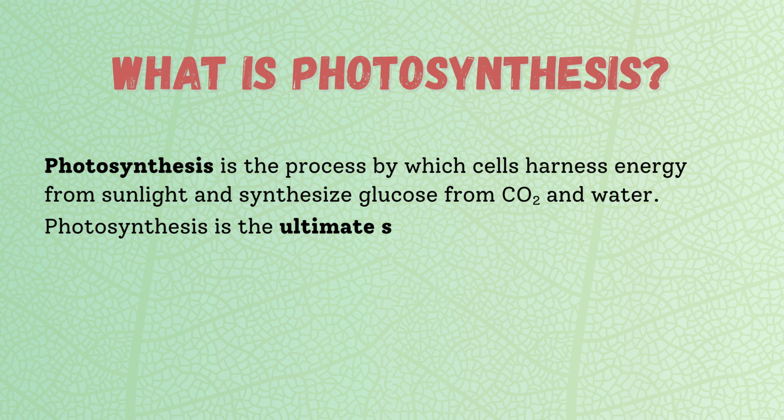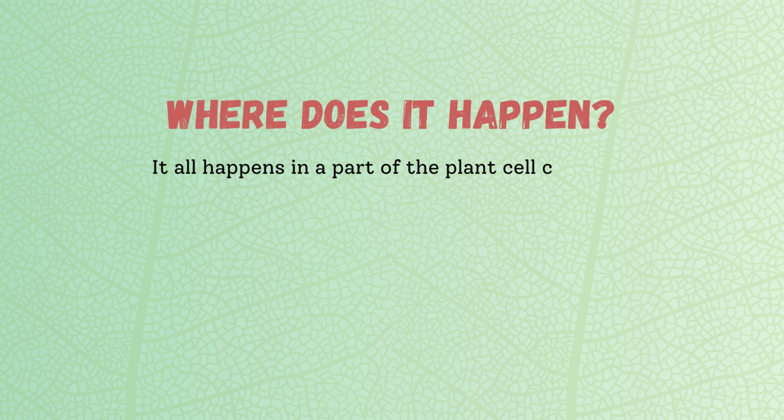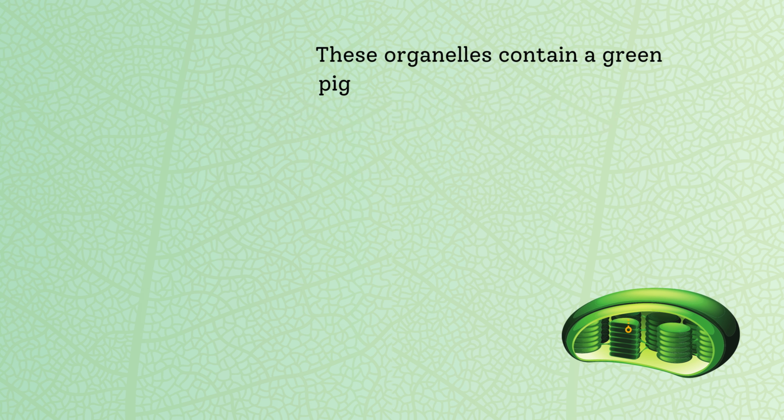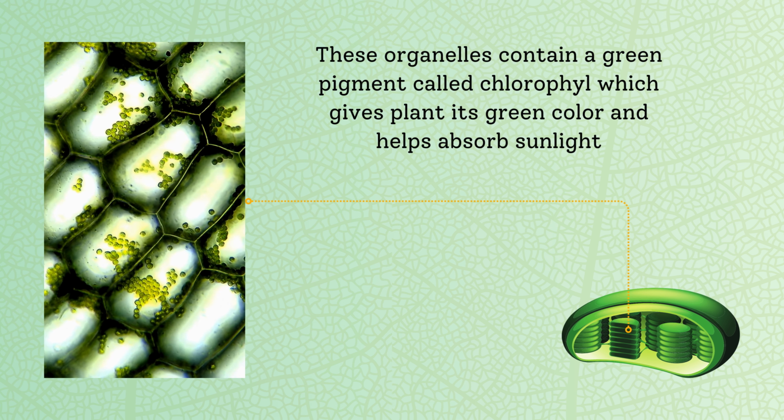In fact, photosynthesis is the ultimate source of metabolic energy for all biological systems, including humans. This incredible process happens in a part of the plant cell called the chloroplast. These organelles contain a green pigment called chlorophyll, which gives plants their green color and helps absorb sunlight.